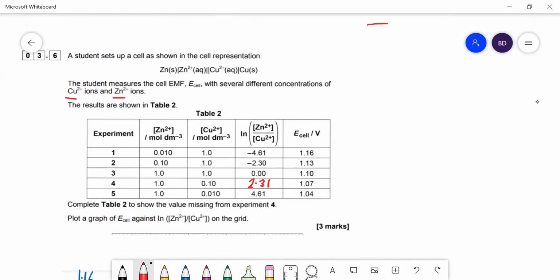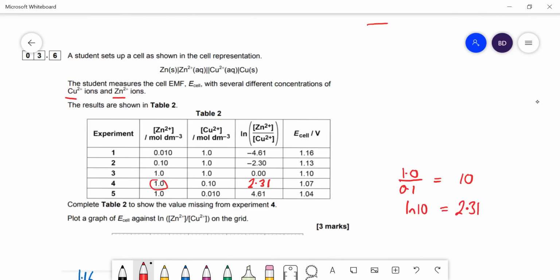Complete table 2 to show the missing value from experiment 4. I've done it, the answer is 2.31. So what did we do there? We did the concentration of zinc, which is 1, divided by the concentration of copper, which is 0.1. That's equal to 10. And then we have to do ln of 10, natural log of 10, which is 2.31. Okay, that's that there. And they've done it for all the other 4 experiments. They've done it for us.